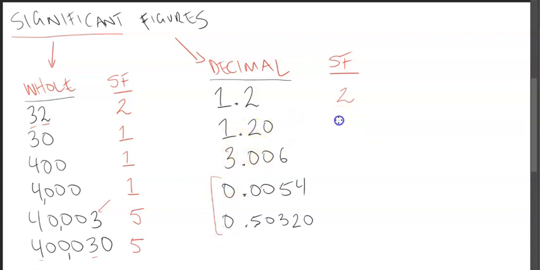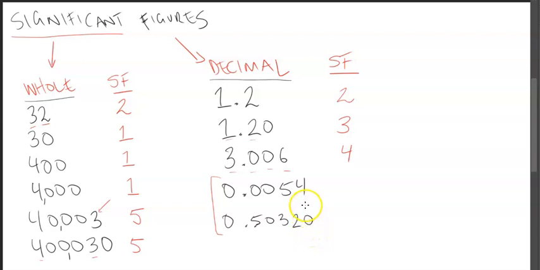So in this case here, we have 3 significant figures because this 0 is after this decimal point, and then 1 and 2 are also significant. Same with the concept of zeros in between two significant numbers. All of these digits are considered significant. So there are 4 significant numbers.